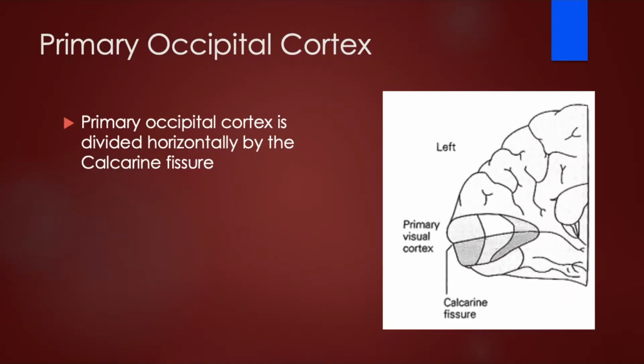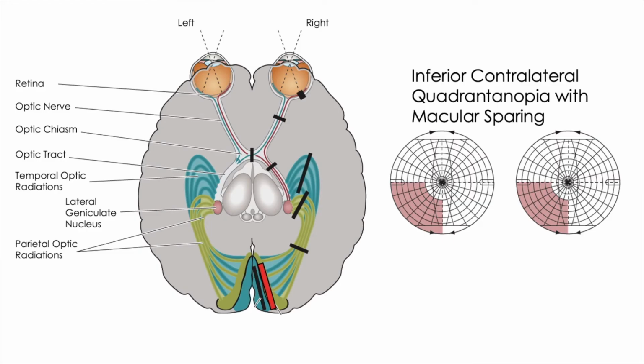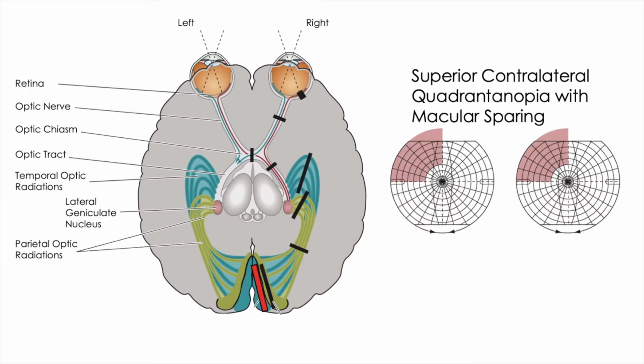The primary occipital cortex has a sulcus running through it, called the calcarine fissure. The calcarine fissure divides the primary occipital cortex into superior and inferior portions. Lesions to primary occipital cortex superior to the calcarine fissure produce contralateral inferior quadrantinopia and can have macular sparing. If the lesion occurs inferior to the calcarine fissure, there can be contralateral superior quadrantinopia with macular sparing.